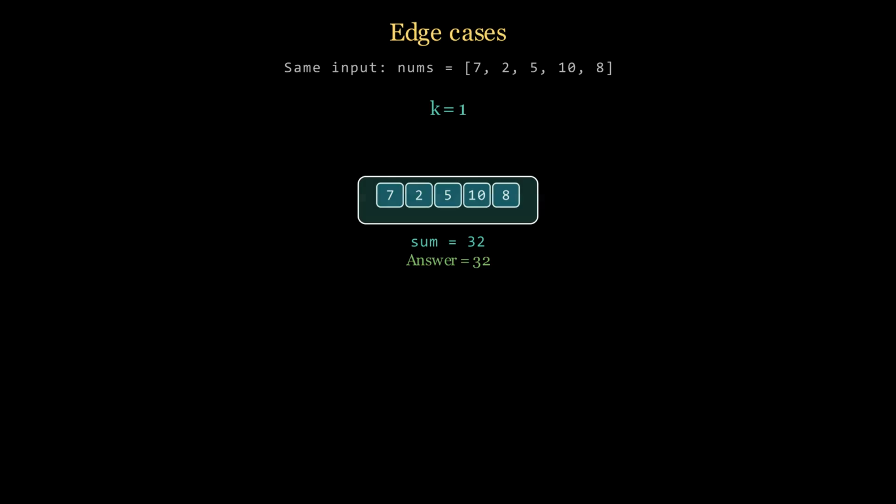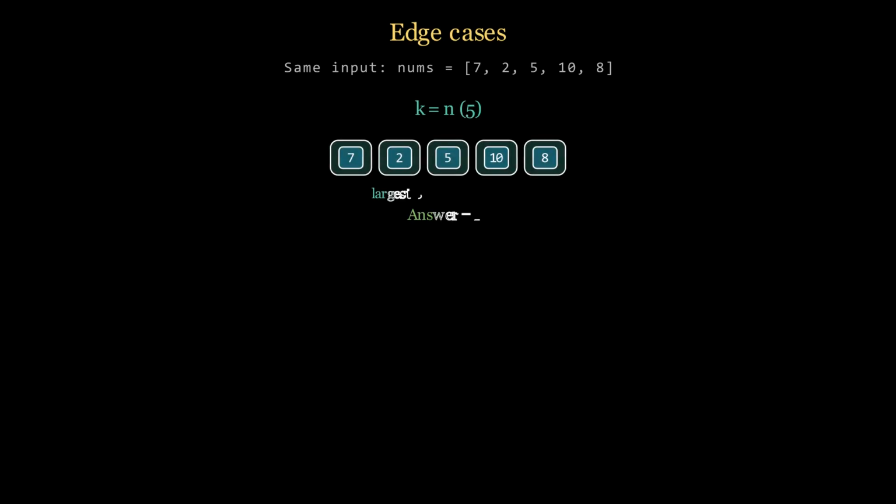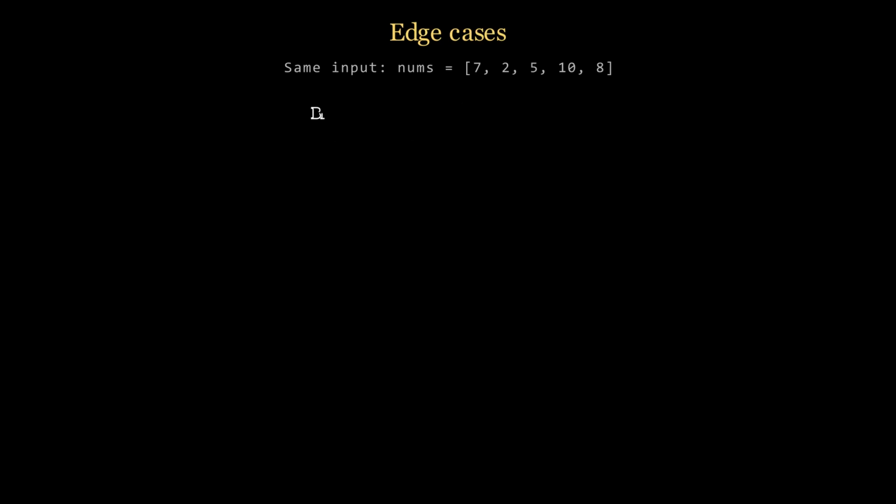When k equals 1 we have only one bucket. All weights must go in that bucket, so the minimum largest sum is the total sum, 32. No binary search needed. When k equals the size of the array we have one bucket per weight. Each bucket gets one element, so the minimum largest sum is the maximum element, 10. No binary search needed. So we only need binary search when k is strictly between 1 and n.